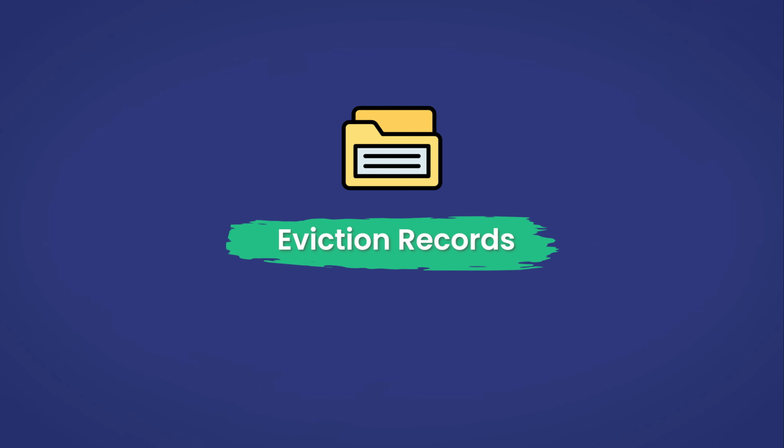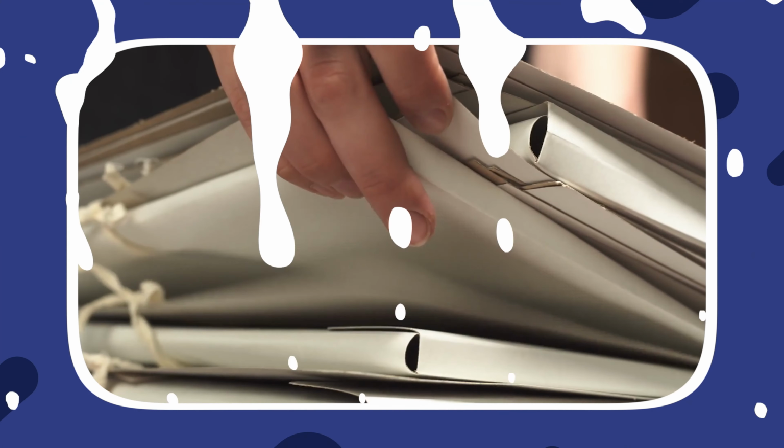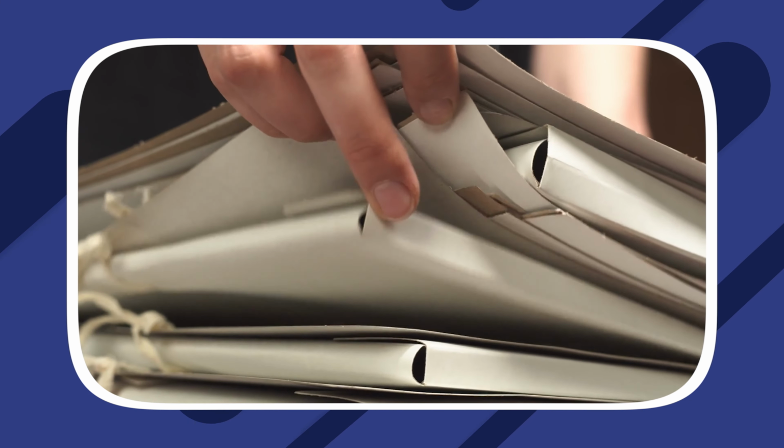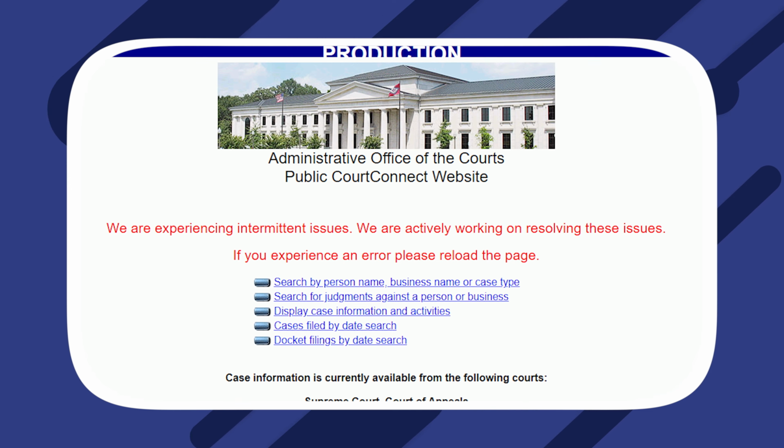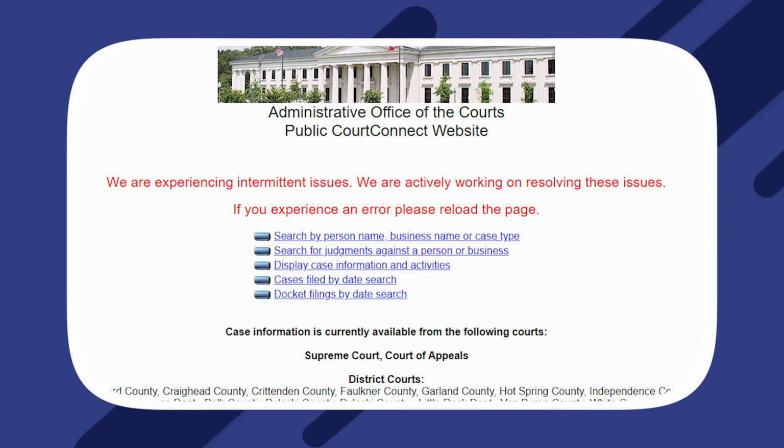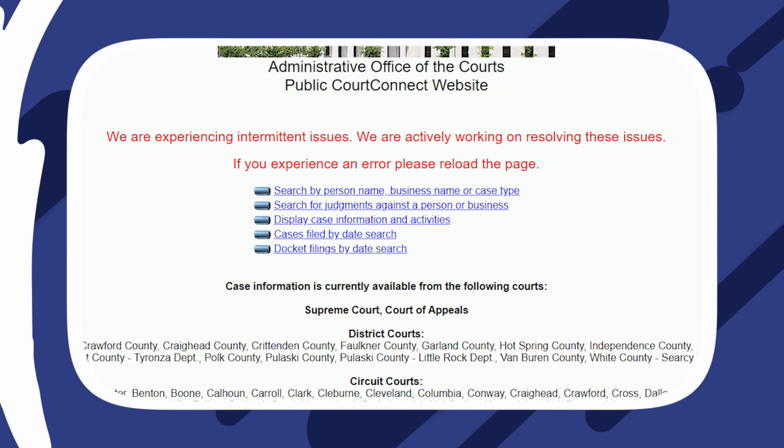Eviction records. Rental history tends to be a big part of the process. A concerning pattern of eviction records, for example, is an indication that a tenant may be less than optimal. Thankfully, Arkansas evictions are public record, so you can use Court Connect to access them, or you can rely on a third-party business or piece of software.